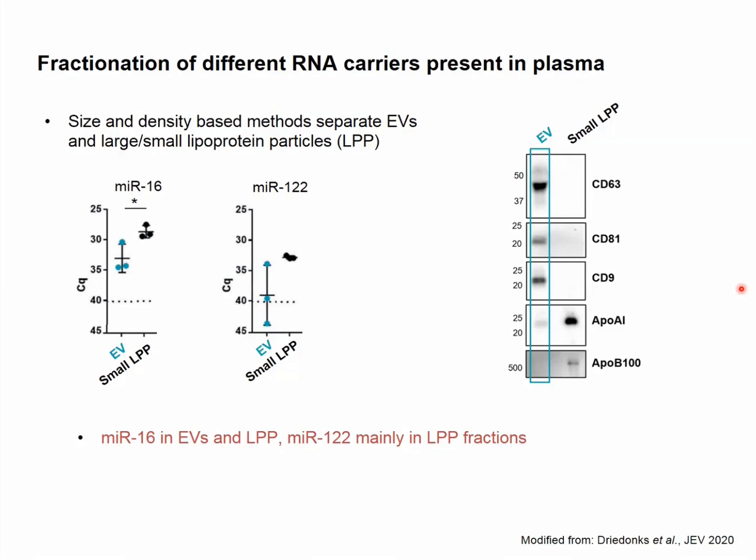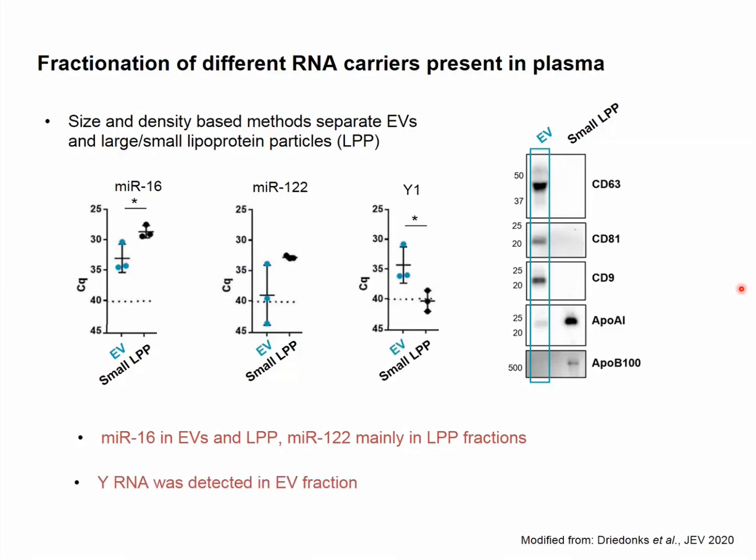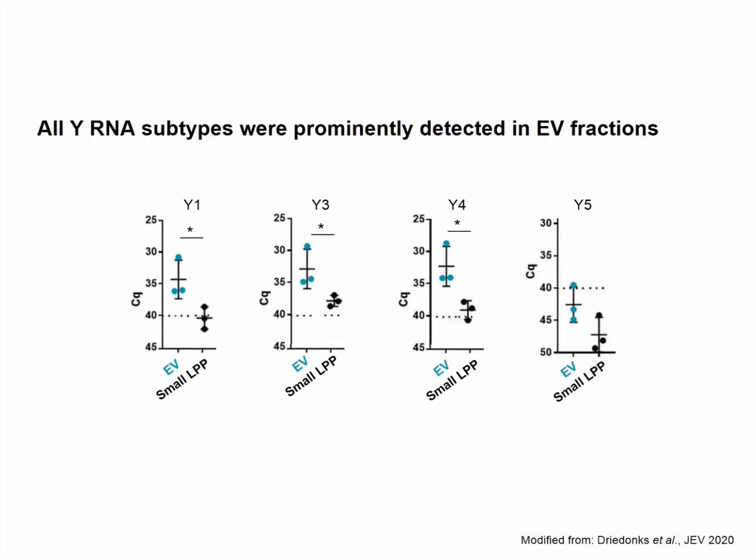So how about the Y-RNAs? In contrast to these microRNAs, Y-RNA1 was predominantly detected in EV fraction and not in the small lipoprotein particle fraction. This was also the case for the other Y-RNA subtypes. These were most prominently detected in EVs compared to the small lipoprotein particle fraction. You can also see that Y5 was relatively low in abundance, which corresponds to most of the literature.